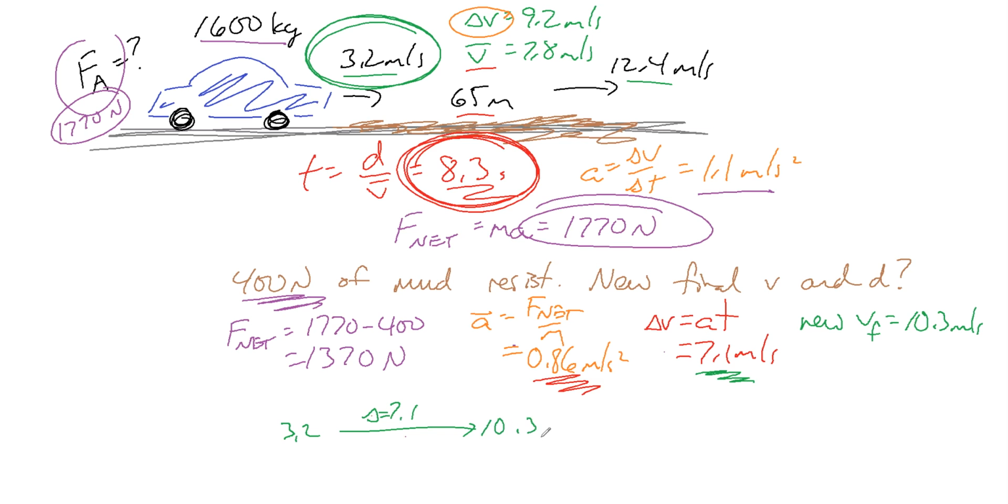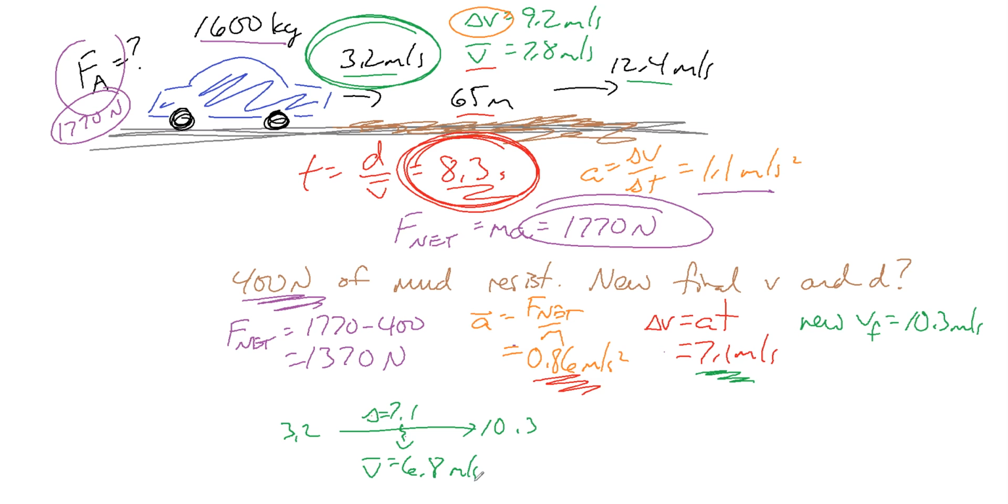Okay, well, now we can also find out the new average speed. So we'll take that 3.2, add it to the 10.3, add those up, divide by 2, and we're looking around 6.8 meters per second for an average speed, which I can then use for my distance calculation.